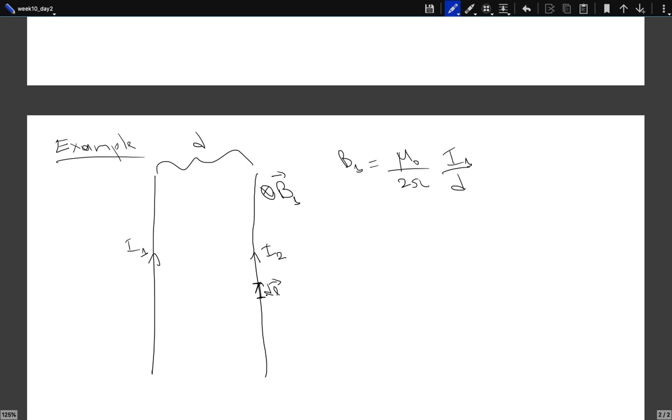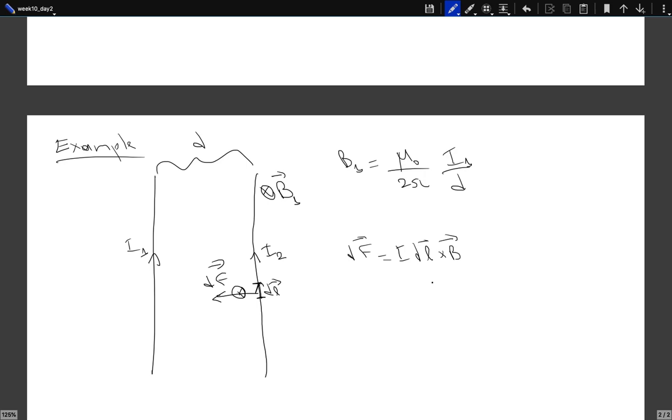Toward the left, right? Well, B is into the screen. dF would be just I dl cross B. dl is upward. My palm points in the direction of B, so it is in this direction. So this is the direction of the force dF. So if we have two wires parallel to each other, and both carrying a current in the same direction, they will attract each other.